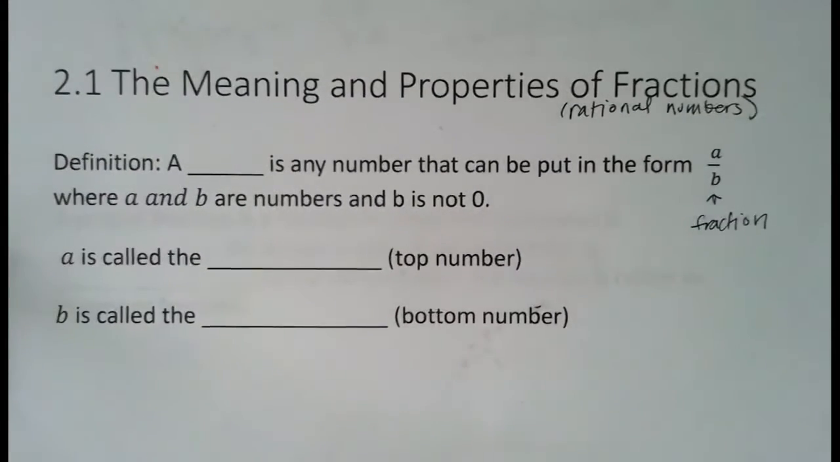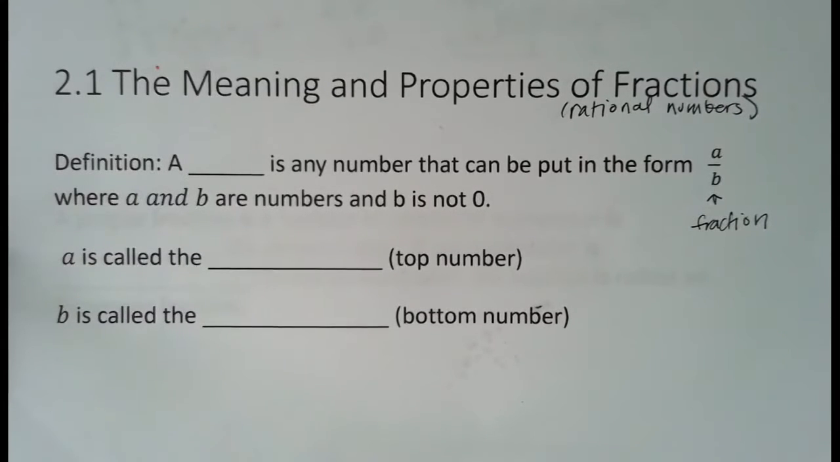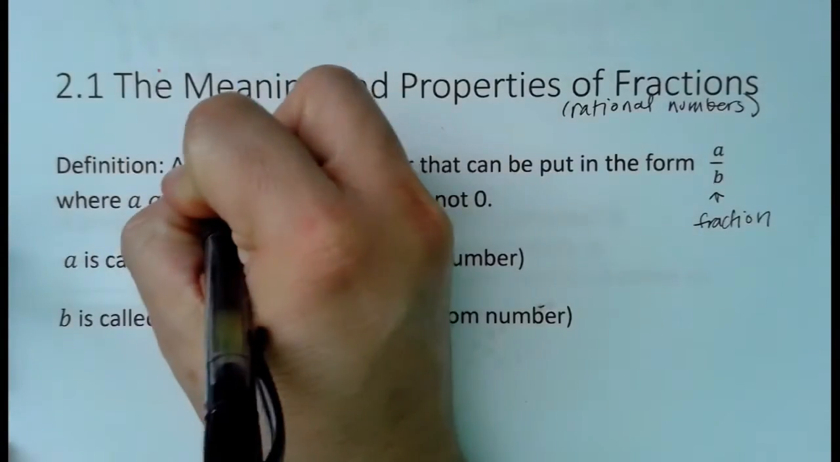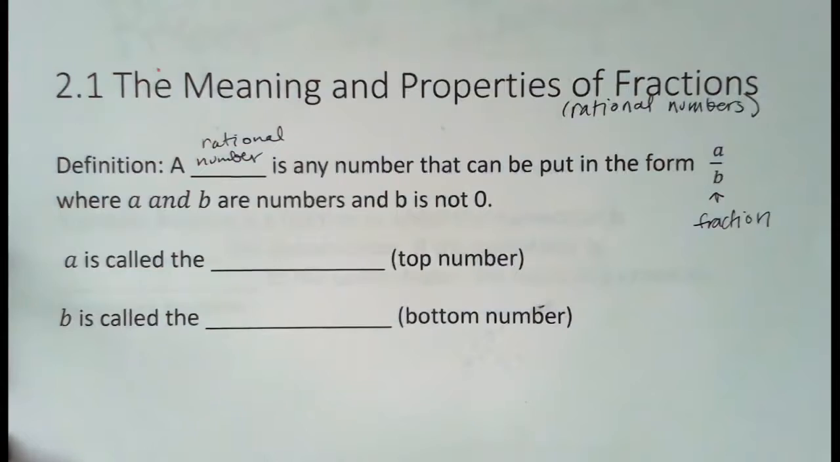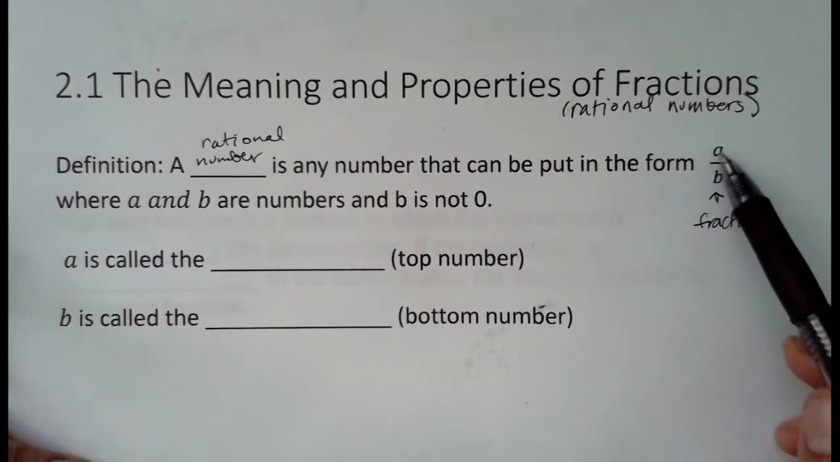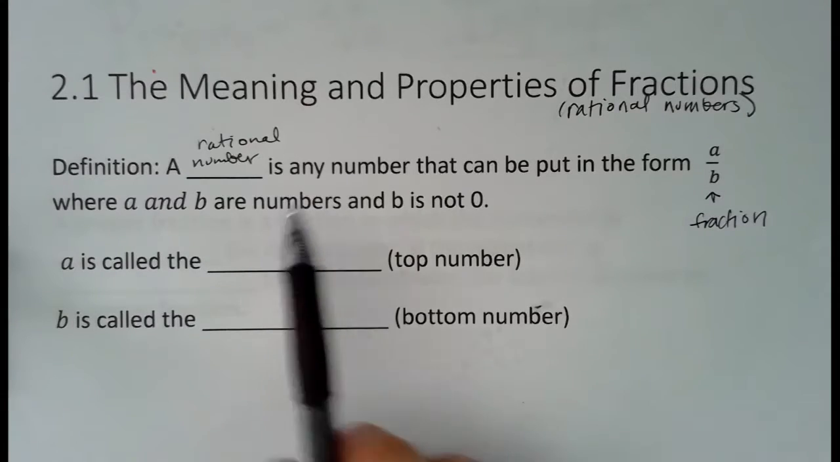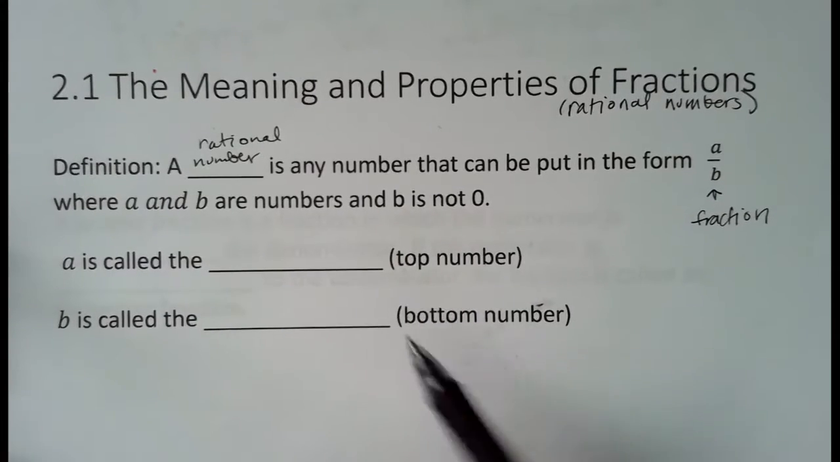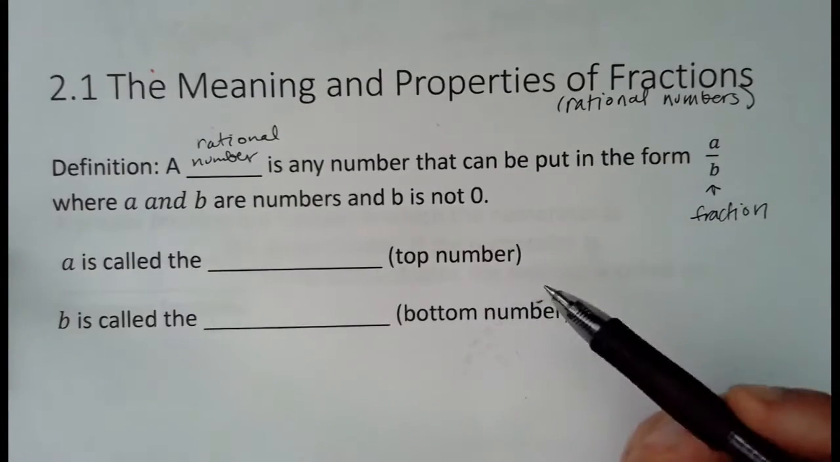Okay, hi everybody. Welcome to 2.1, which concerns the meaning and properties of fractions, more appropriately known as rational numbers. So, its definition: a rational number is any number that can be put in this form, a fraction, which is a over b, where a and b are numbers and b is not zero. So basically, any number that can be written as a fraction is a rational number.